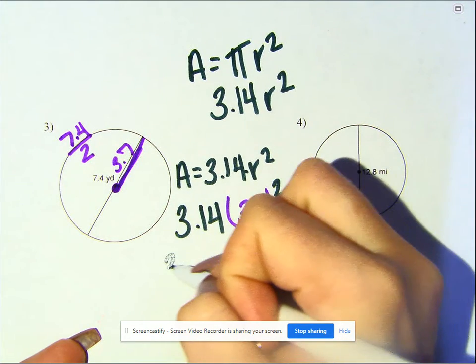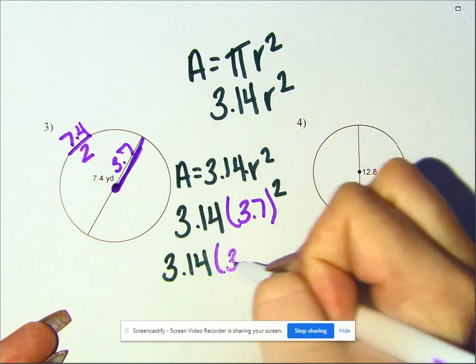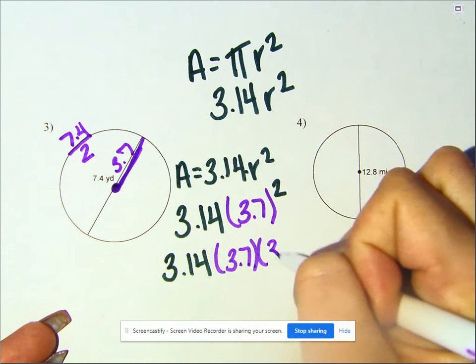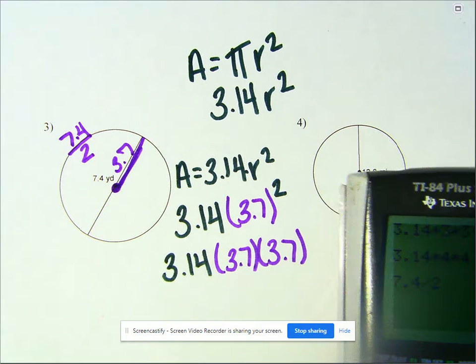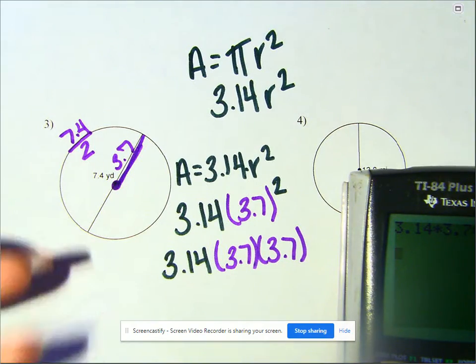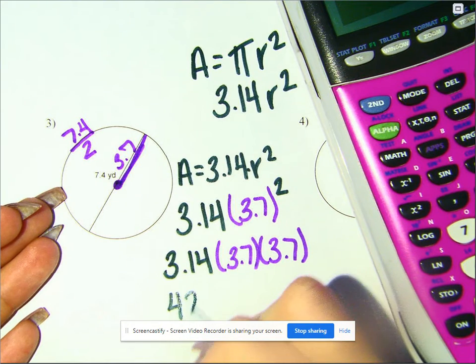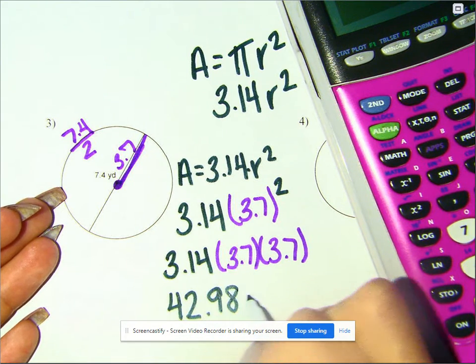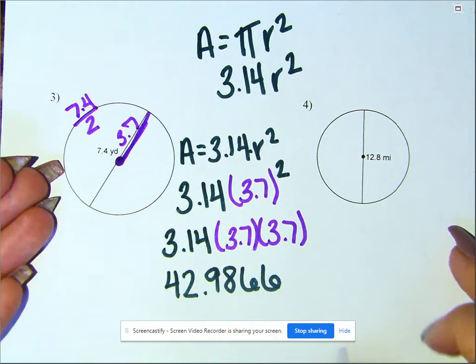Okay, which means I have 3.14 times 3.7 times 3.7. Okay, and as I use my calculator, 3.14 times 3.7 times 3.7, 42.986. So that's a lot to round. So again, it was 42.986. Okay, same concept. I am rounding to the nearest tenth.